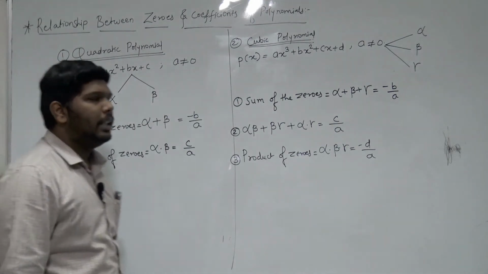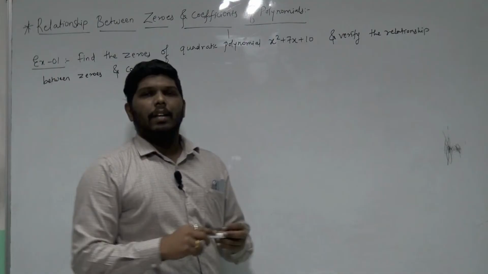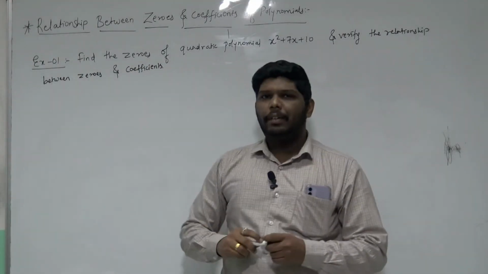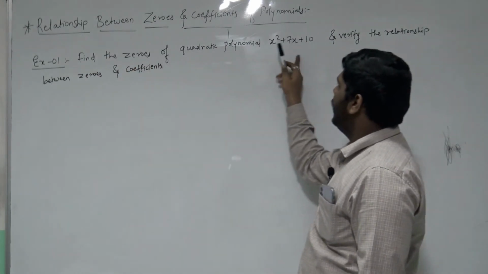Let us now see some easy questions that were asked in previous board examinations. Let us start with example number 1. So in example number 1, what is given? Find the zeros of the quadratic polynomial.